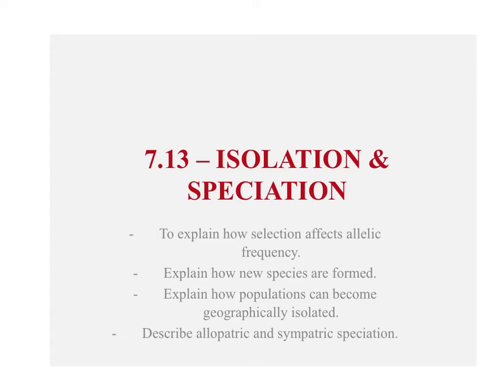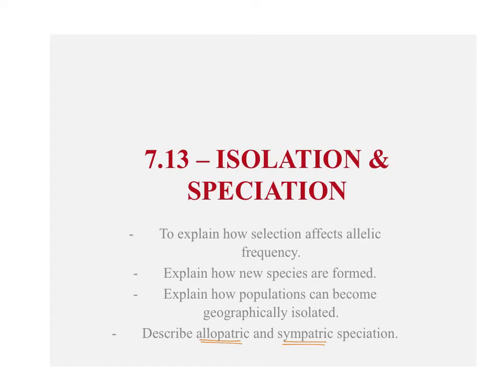So we're going to be looking at the change in allelic frequency and how that influences speciation, and then looking at the 2 different types of speciation, allopatric and sympatric speciation, towards the end of the lesson. Throughout it, there's going to be quite a few independent tasks for you to do, because otherwise listening to me for an hour is going to be boring.